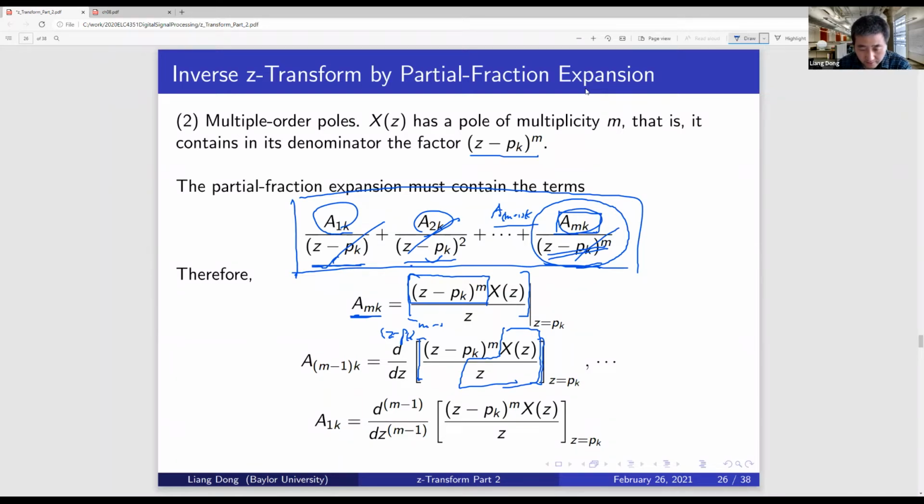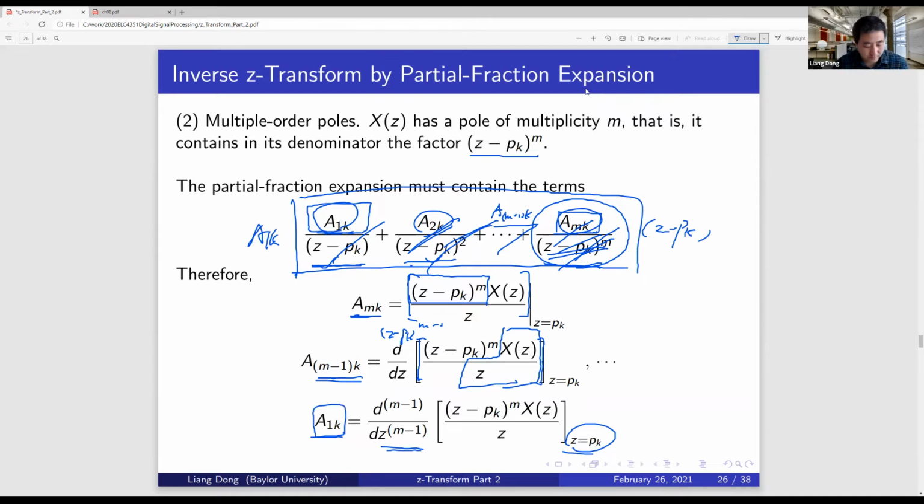Therefore, if I evaluate at z equal to p sub k, it singles out the coefficient a sub m minus 1 k. Similarly, I can continue to do this differentiation with respect to z. Here is the m minus 1 differentiation, and then everything will cancel out. It singles out the coefficient on the first term. If we evaluate on that, all the other terms cancel out, because we have a z subtract pk term in it, and only the a1k is singled out.